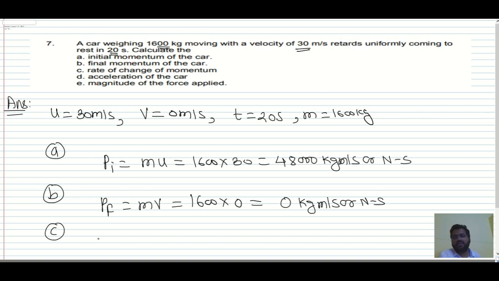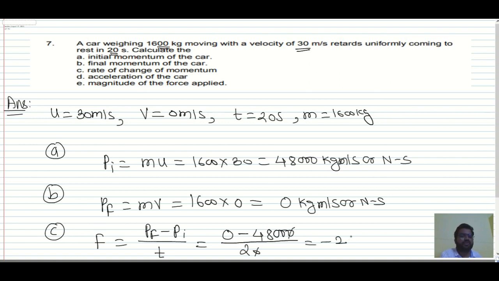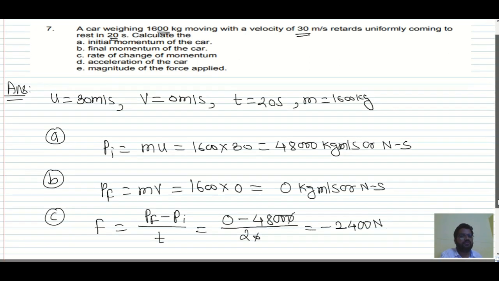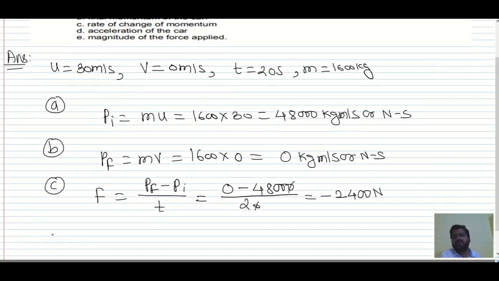Rate of change of momentum, that is force they are asking. Force is equal to final momentum minus initial momentum divided by the time. So what is the final momentum? 0 minus initial momentum 48,000, divided by time, which is given, 20. So this 0 gets cancelled and we'll get minus 2400 Newton as the rate of change of momentum.